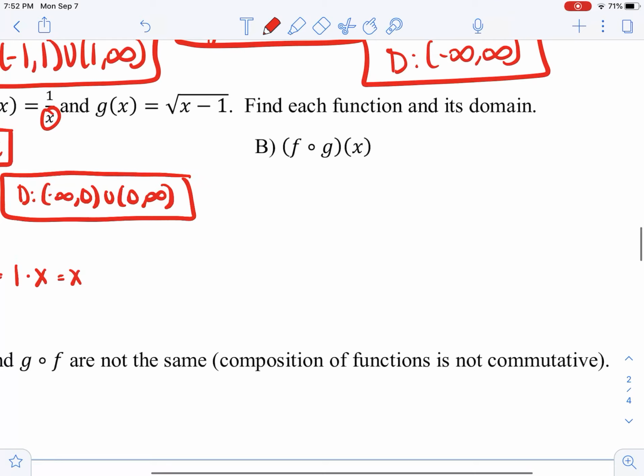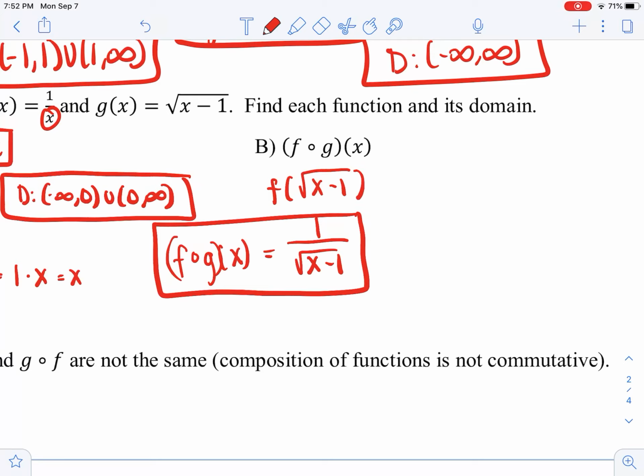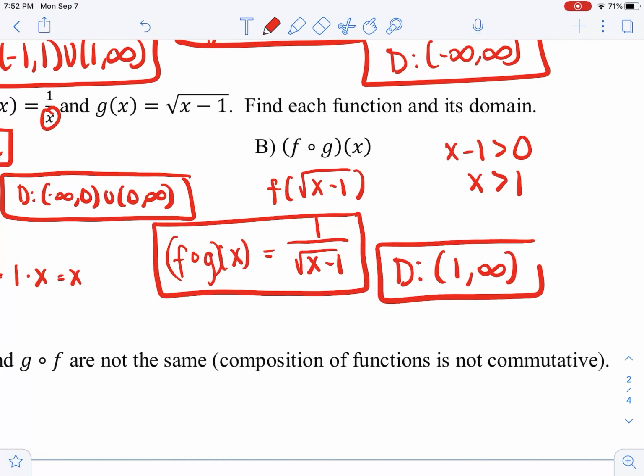All right, the very last one, f of g of x. f of g of x, which is the square root of x minus 1. Plug that into f. 1 over the square root of x minus 1. That was f of g of x. Are there any restrictions? Yes, there's a square root in the denominator. The argument has to be greater than 0, so x has to be greater than 1. So my domain is parentheses 1, comma, infinity.